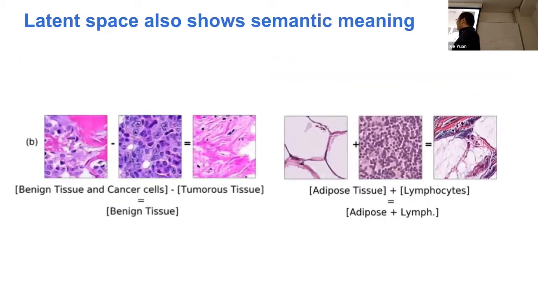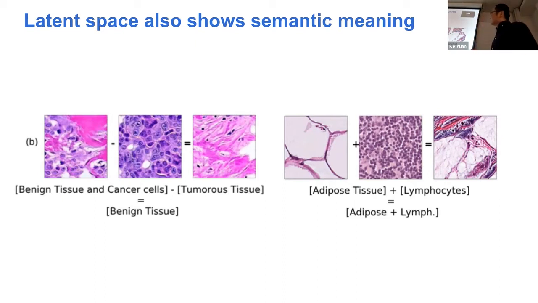So now we do very elementary arithmetic on the latent space. And again it came as a surprise to us that we saw some meaningful semantic information encoded in those basic operations. For example, you see here benign tissue plus cancer cells, and if you take away a vector that corresponds to primarily tumor cells, the result that you get is pretty much the image without tumor cells.